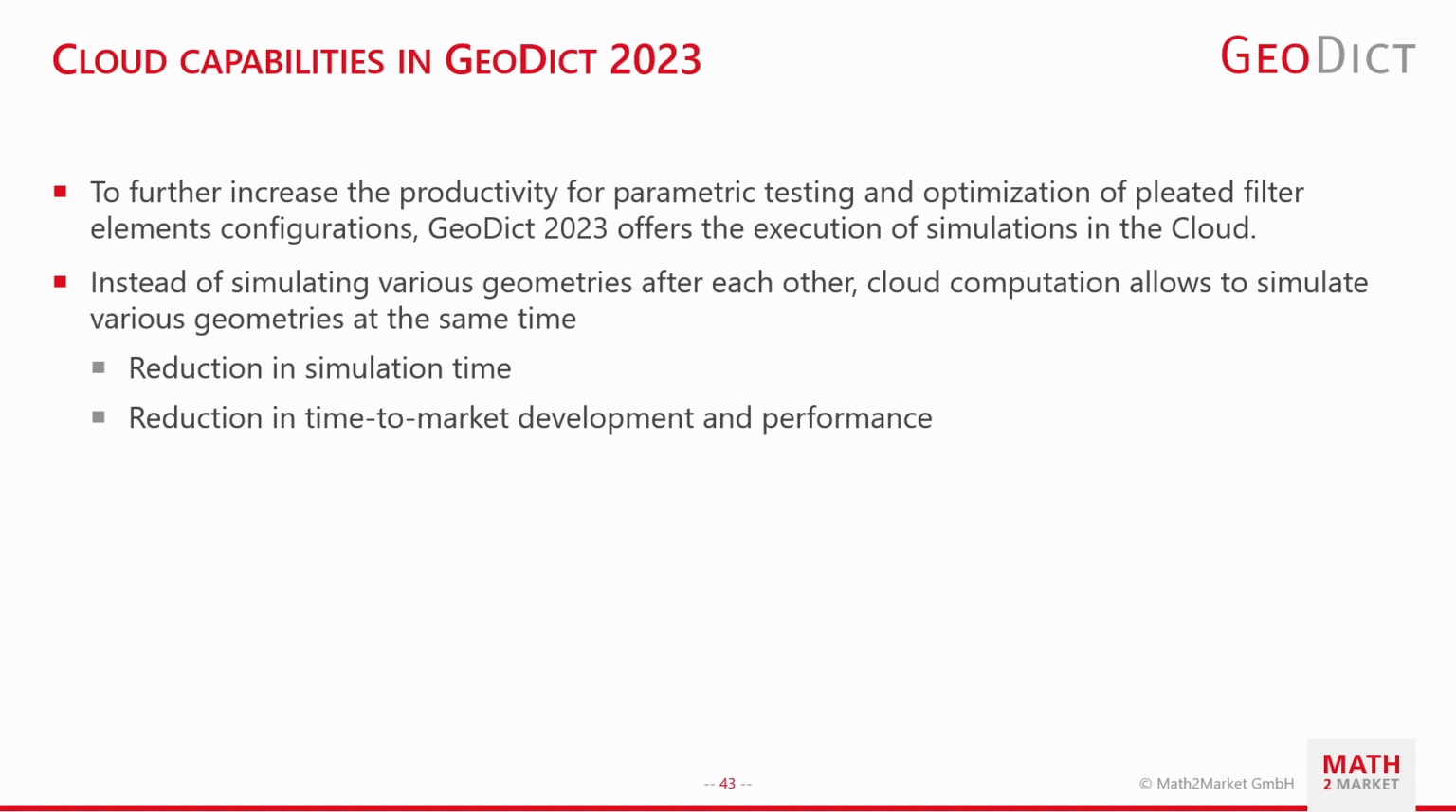To even further increase the productivity and shorten simulation times for very large parameter studies, the cloud capabilities in GeoDict 2023 can be used. This has the advantage that simulations are all performed at the same time, which results in one runtime for all simulations instead of sequential execution one after another.